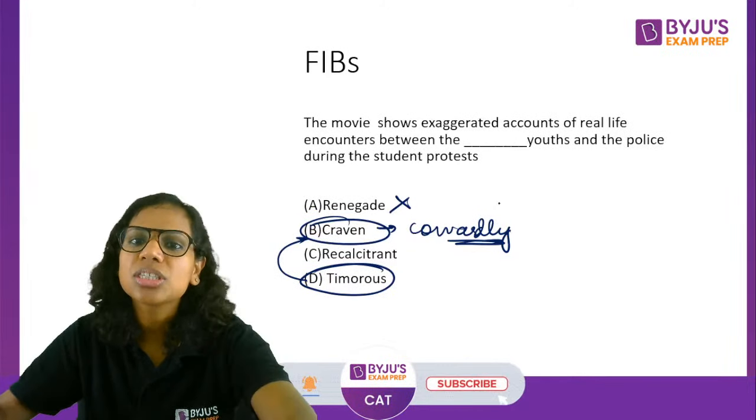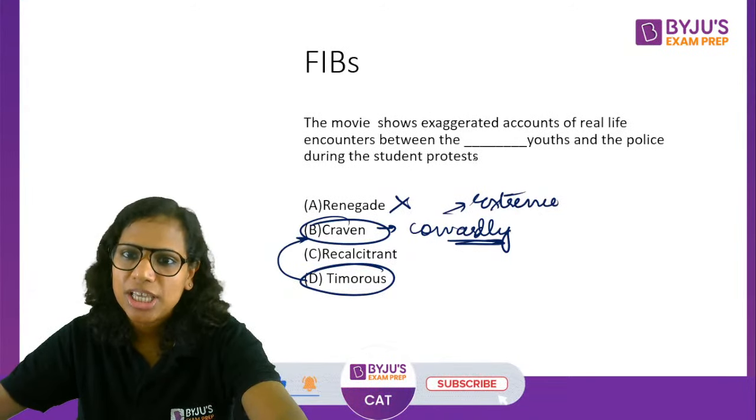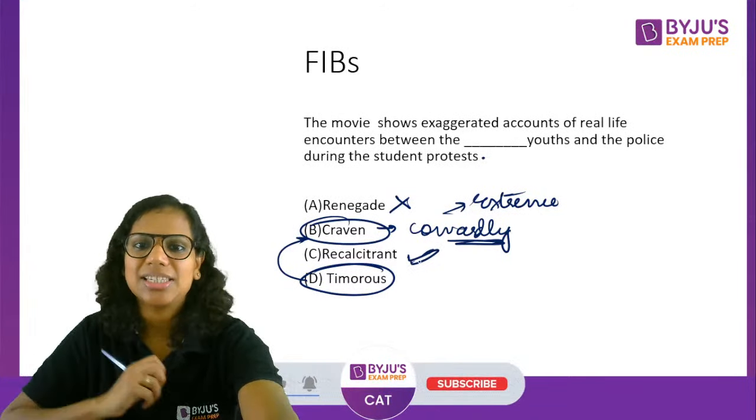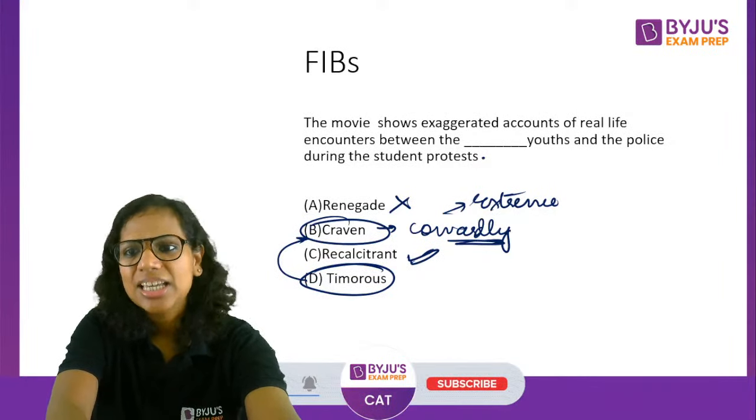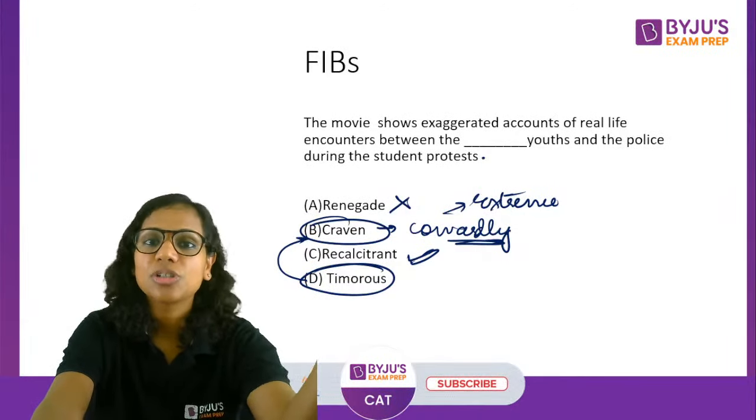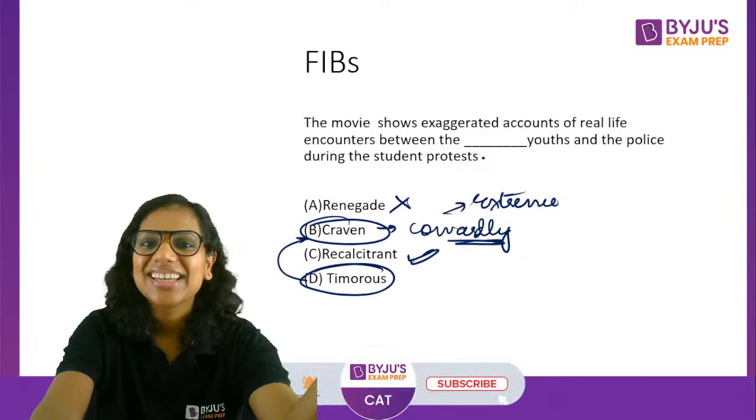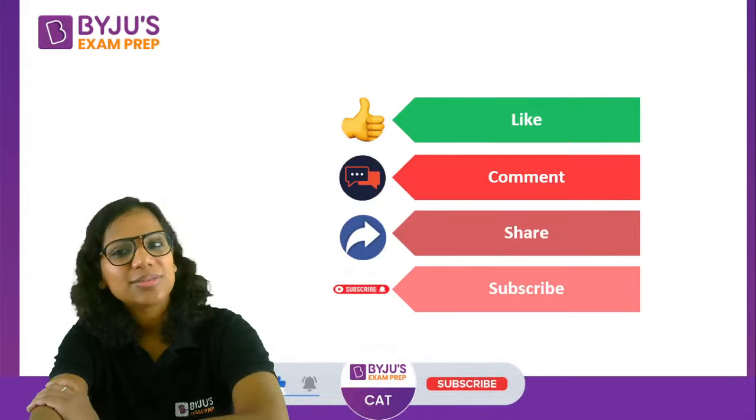So renegade is a little too extreme because the youth is protesting. Yes, I can call them recalcitrant. Right? Yes, renegade forsakes his or her beliefs, abandons a particular set of principles, cause, and then goes to the opposite camp usually. Right? That's why this person is called a traitor.